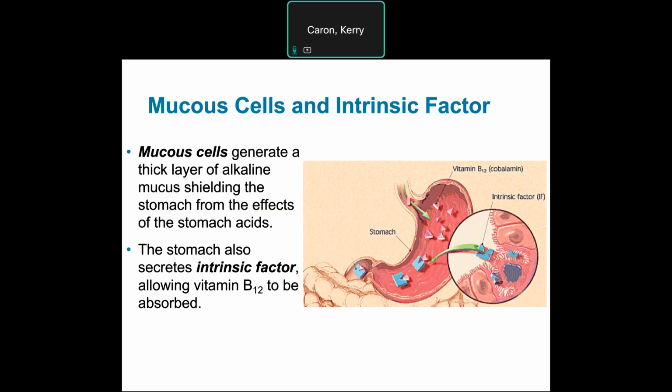Mucus cells and intrinsic factor. So mucus cells in the mucosa are going to generate that nice alkaline mucus. I know that sounds disgusting, but it's protecting the stomach from the stomach acids. It's making it so our stomach doesn't digest itself. The stomach is also going to secrete the intrinsic factor, allowing that B12 to be absorbed.